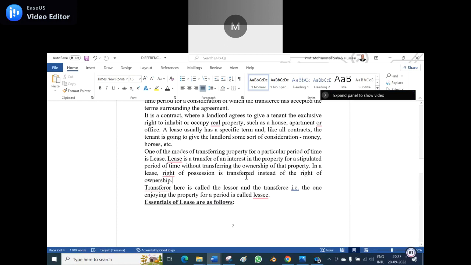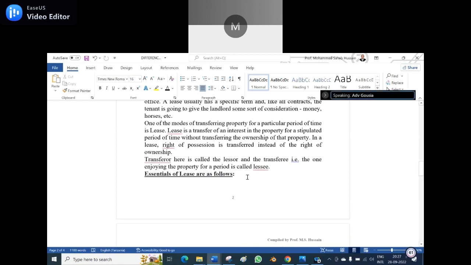Yes, sir. What about in the mortgage? Mortgage also same thing, sir. Possession will be transferred and ownership will be with the owner. In some mortgages, even the ownership also can be transferred. Kinds of mortgage you studied. Okay, let us see, the transferor here is called the lessor and the transferee, who enjoys the property for a period, is called the lessee. Is it clear?